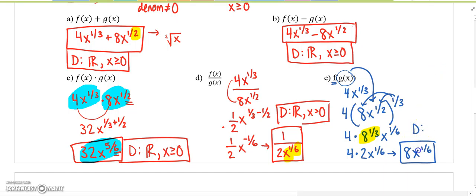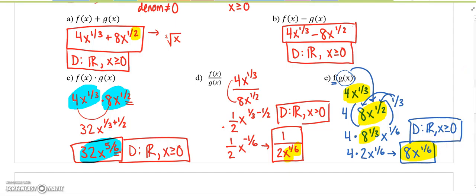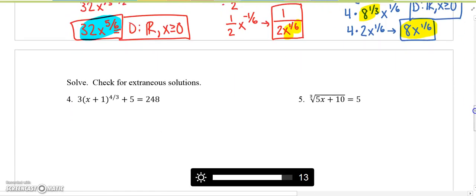And once again for my domain, make sure you remember to look at the original, the two originals, and your final one. All of that just has even roots, it looks like. So I'd say reals, x must be greater than or equal to 0. All right, so that was graphing and function operations. Just a few more topics to go.